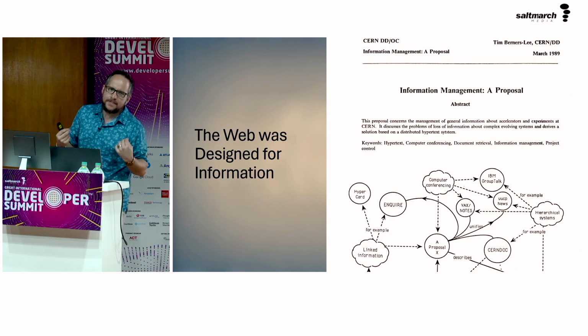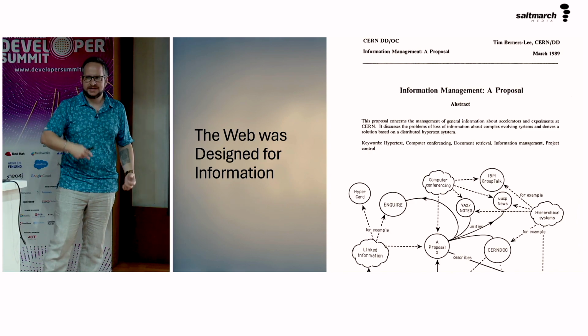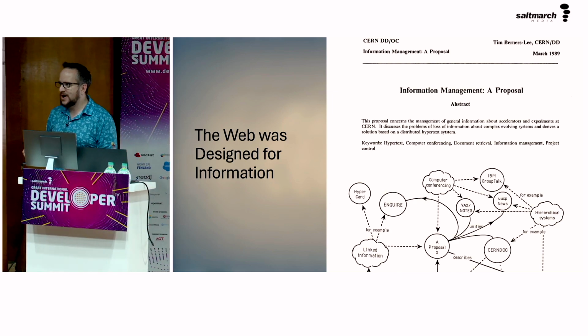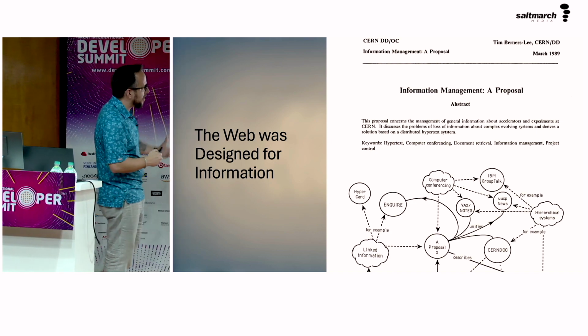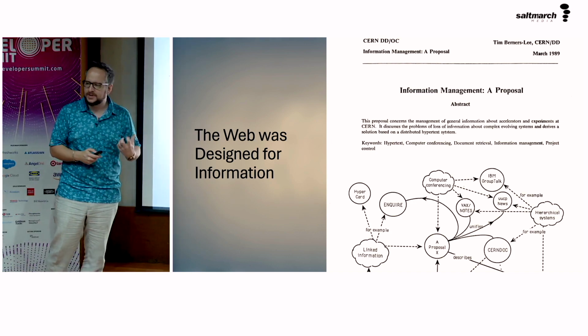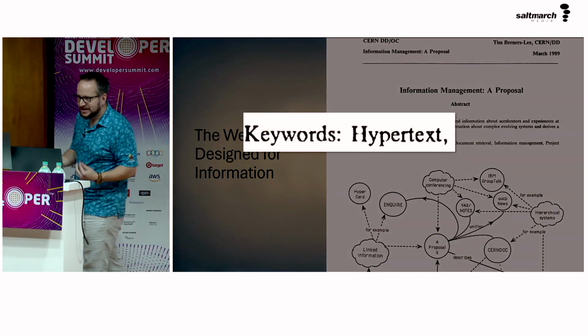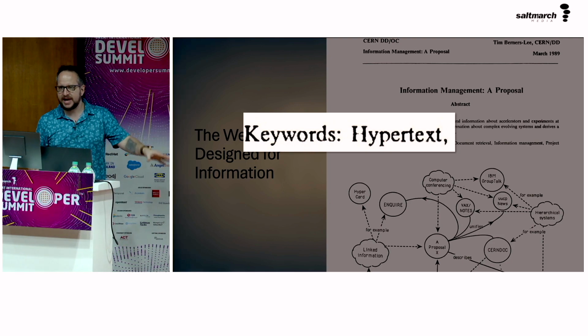So the web was designed for information. Like Tim Berners-Lee was not thinking about, hey, how can we create a new kind of thin client for all these applications we have at CERN. That was not the problem they wanted to solve. The web was about information. The web was about hypertext. And hypertext was just a radical idea just a few decades ago.